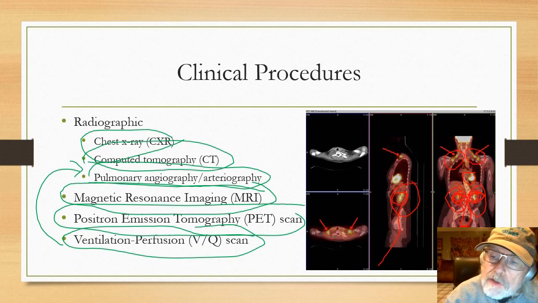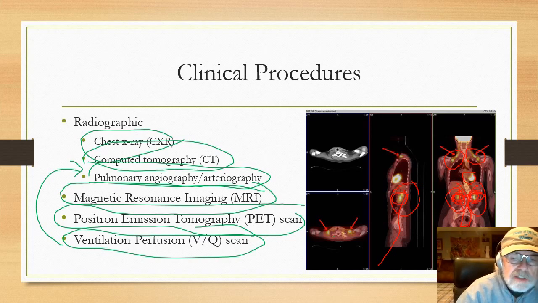Those are little lymph nodes. They're in the neck, which shouldn't be there. Those are a little more active, probably either from a lymphoma or leukemia or something like that would be there, and that's called a PET scan, positron emission tomography.